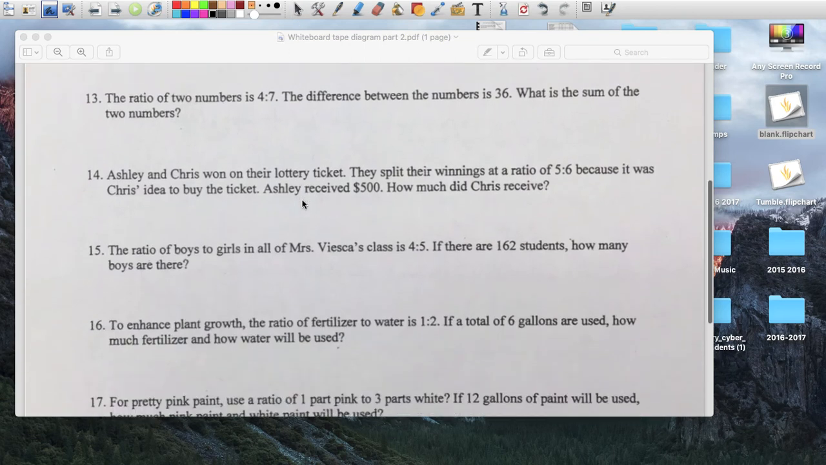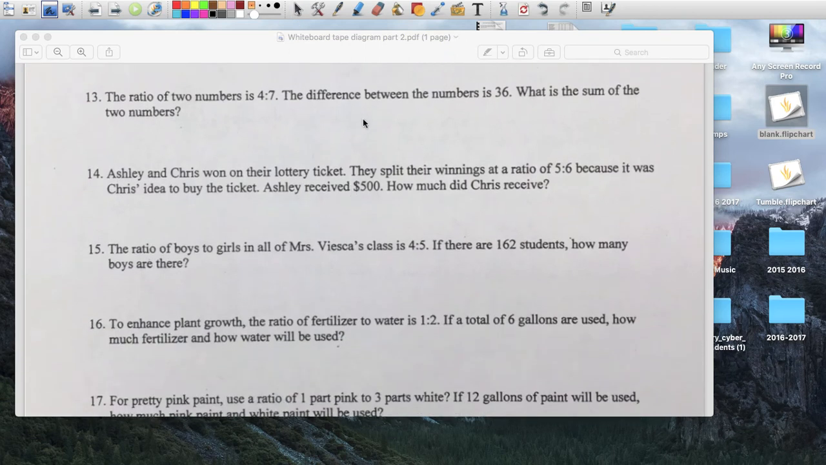Next question. Somebody won a lottery ticket, and they split it in the ratio 5 to 6. Ashley and Chris. Okay. 1, 2, 3, 4, 5 to 6. So somebody got a little bit more. They didn't split it in half. 1, 2, 3, 4, 5, 6. Ashley received $500. How much did Chris receive?